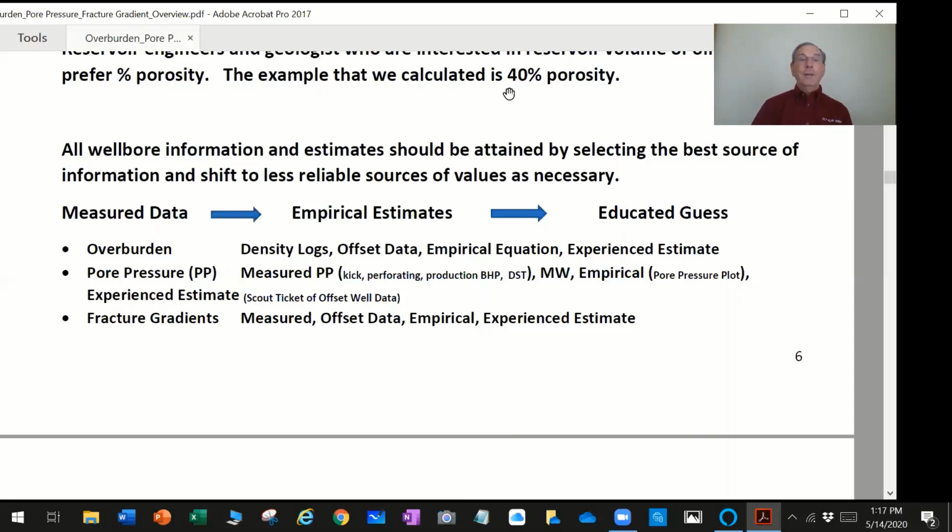Now, fracture gradients can also be measured fracture gradients. We can use offset data of measured fracture gradients. There are empirical methods for estimating fracture gradients, which we're going to demonstrate and review today. And then you can also just make experience estimates based on doing, I call it drilling a lot of wells and setting casing at the same depth over a long history.